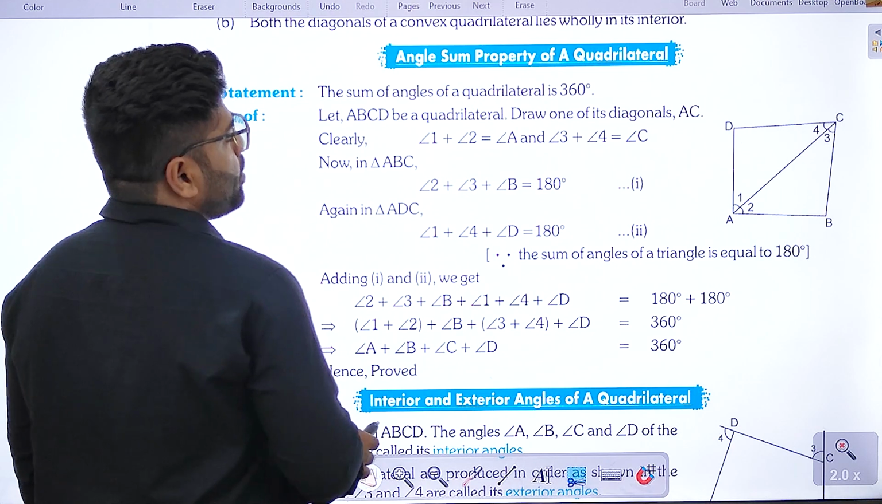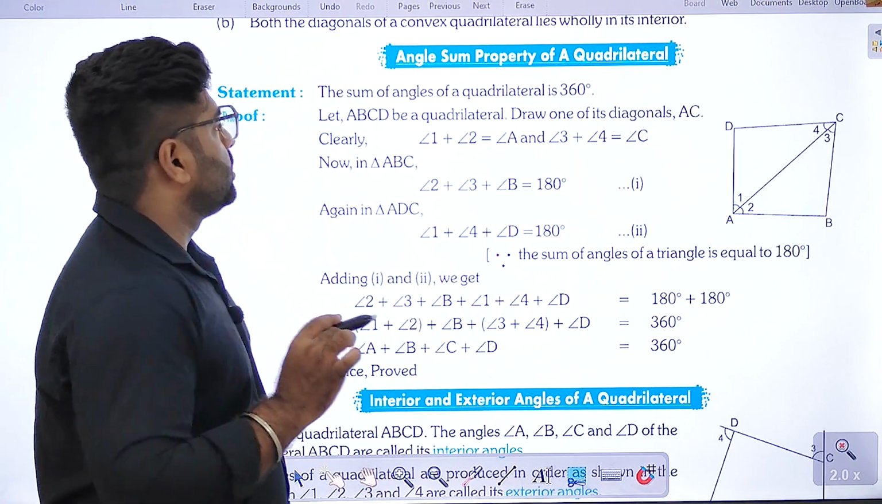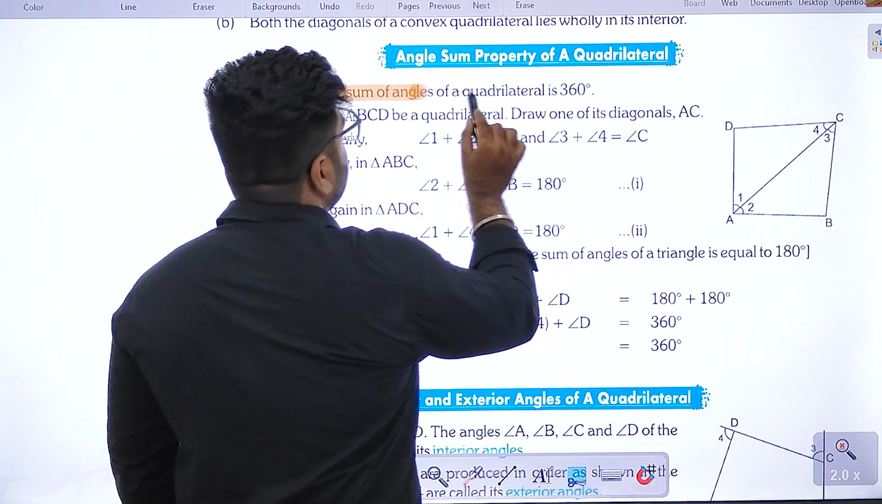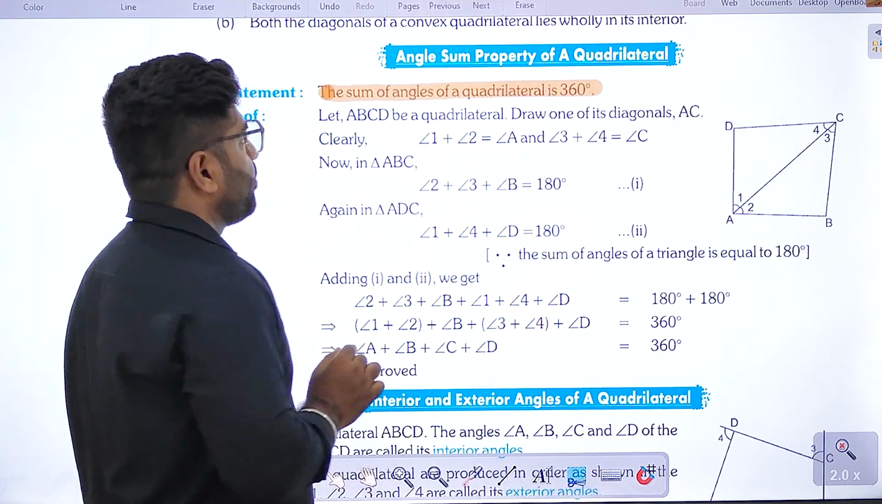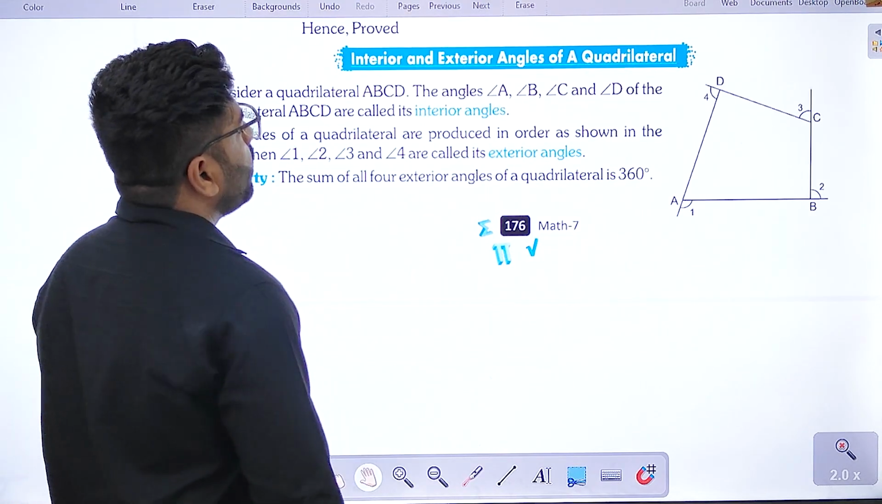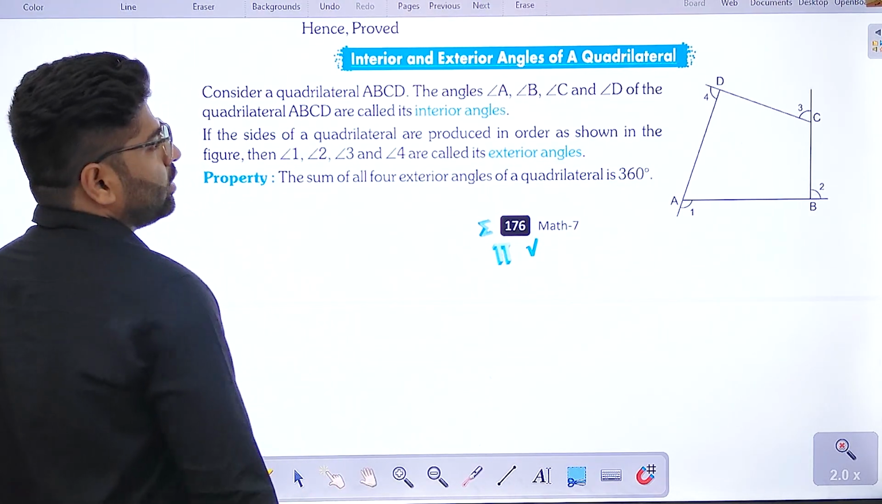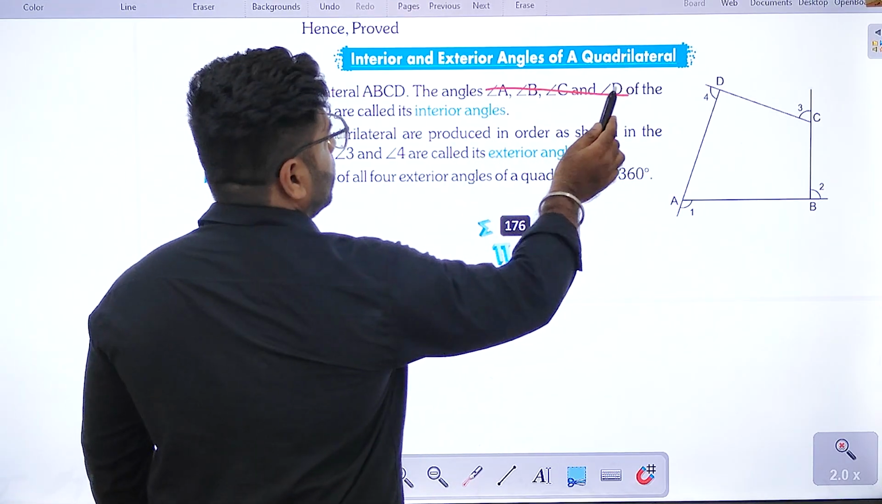चलिए इसके बाद आते हैं हमारे पास एंगल्स सम प्रॉपर्टी ऑफ क्वाड्रिलेटरल। एंगल सम प्रॉपर्टी says the sum of angles of a quadrilateral is 360 degrees. Clear? Okay. Then we are having interior and exterior angles of the quadrilateral. If we talk about the interior angles, so we are having angles A, B, C, D.